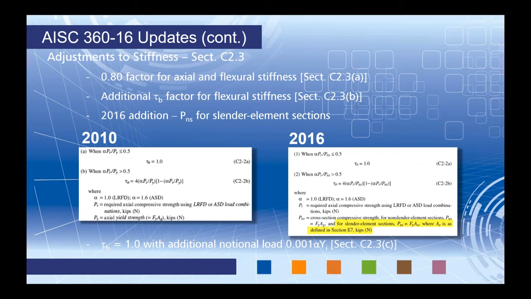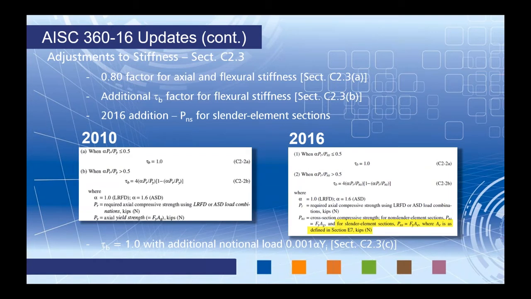What is the capacity? And what's great about RFEM is that we're going to automatically determine for each iteration what tau sub B should be. So you might have several iterations for one load combination, and each time that tau sub B factor is going to update based on those requirements.